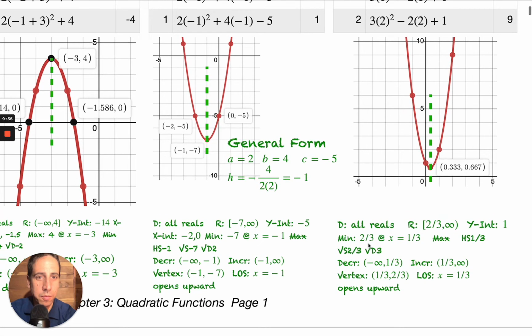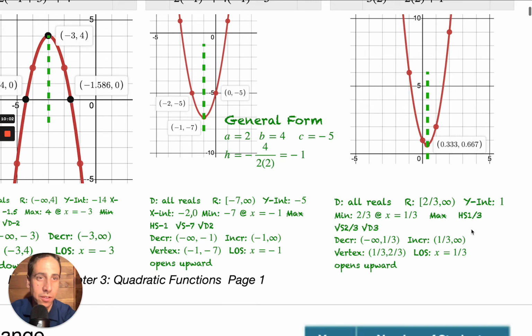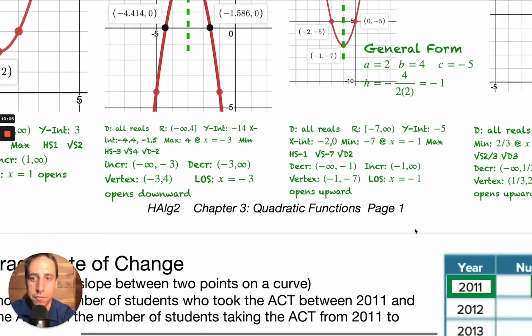It's decreasing from negative infinity up to 1/3. It's increasing from 1/3 up to positive infinity. Vertex, there it is. Line of symmetry is x equals 1/3, and you can see it opens upward.